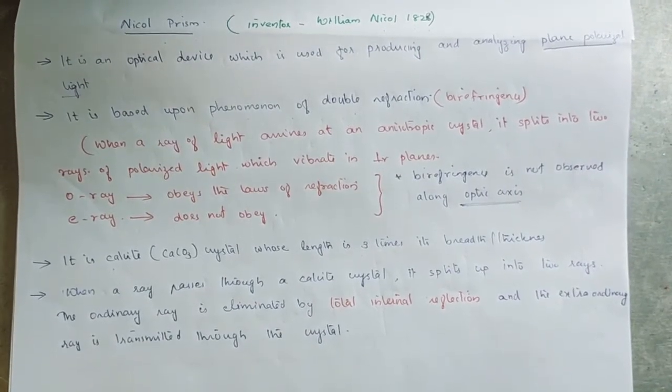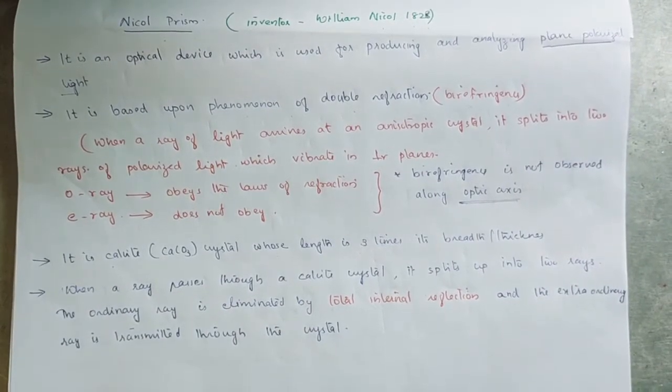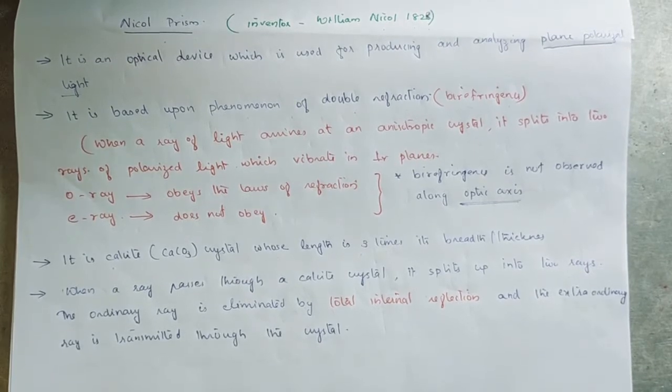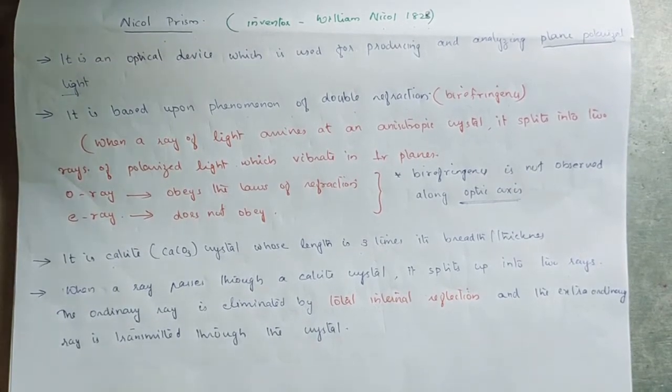Dear students, in this class we will discuss about nicol prism. From one of our lectures we have seen that polarized light can be produced by different methods. One method is reflection, then refraction, then by using nicol prism, then by selective absorption.